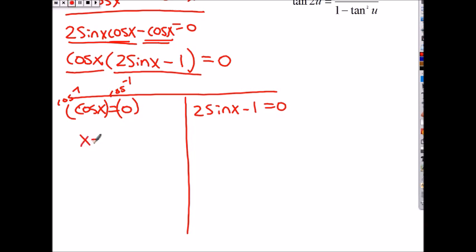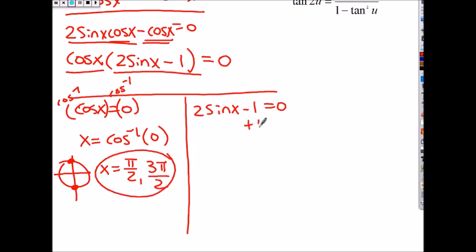So now x becomes inverse cosine of 0. This means when will cosine become 0? So I always like to draw a unit circle. So cosine is x. So when does x become 0 from 0 to 2 pi? It is x equals pi over 2 and 3 pi over 2.